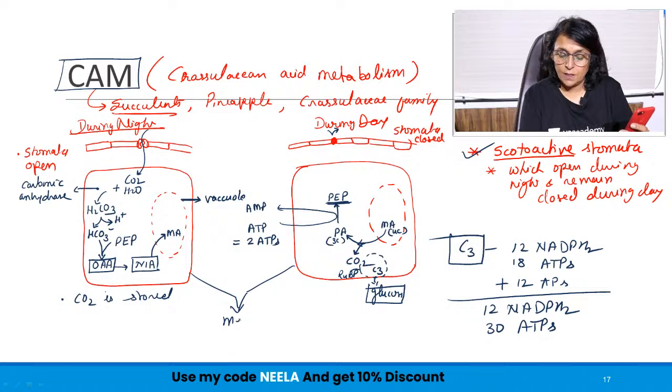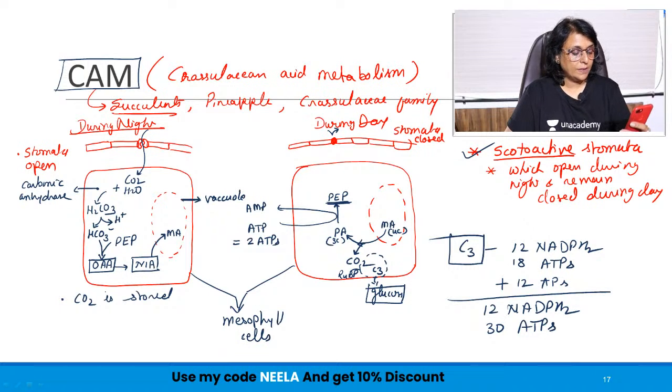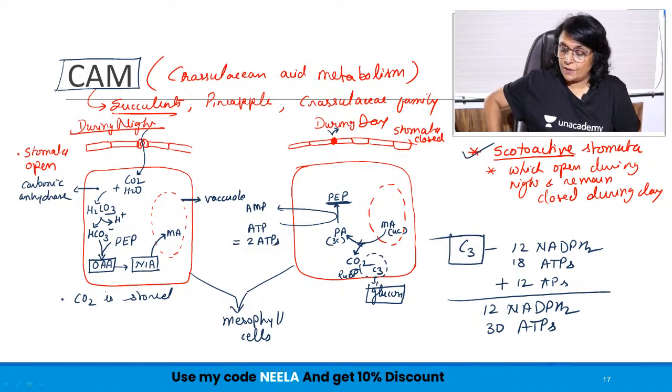Okay, Rahul says clear. What about others? And we have also written the examples like succulent plants like opuntia or cactus, pineapple, members of Crassulaceae family, and some members of Euphorbiaceae family also show this. What about others? Is this CAM pathway clear? Is there any doubt in this particular pathway?